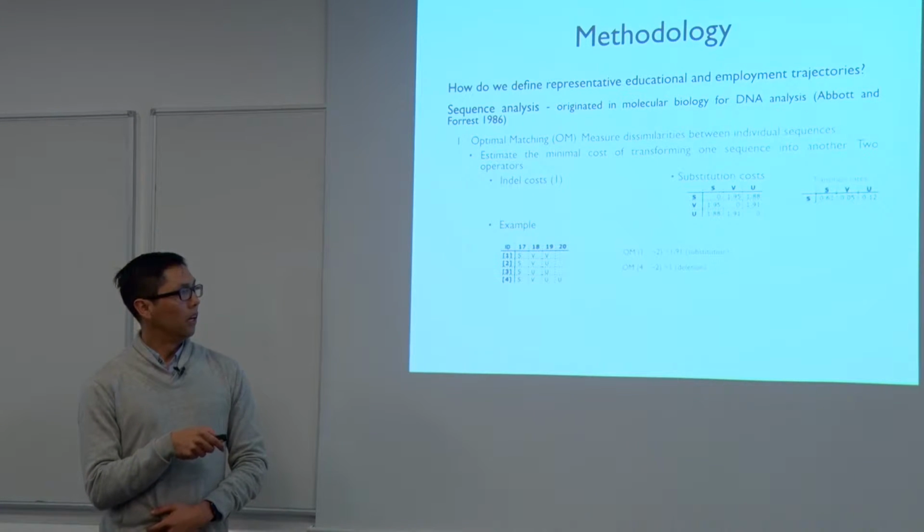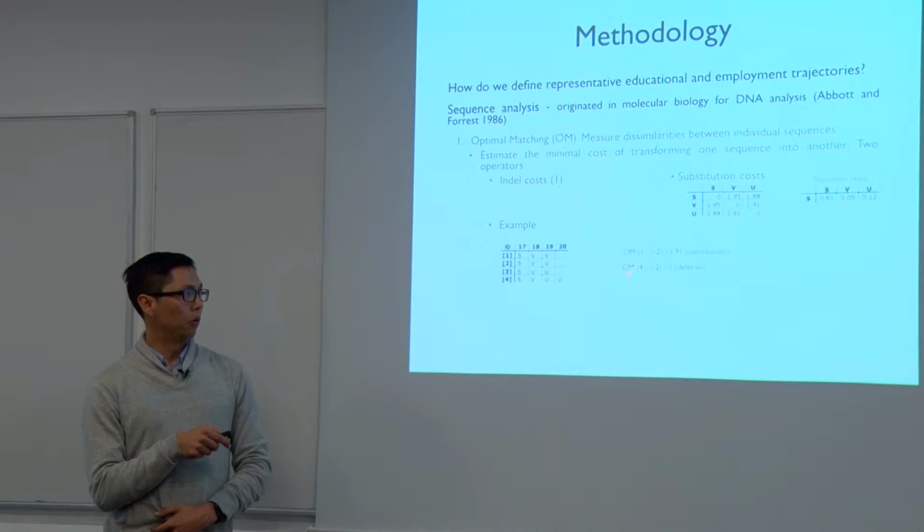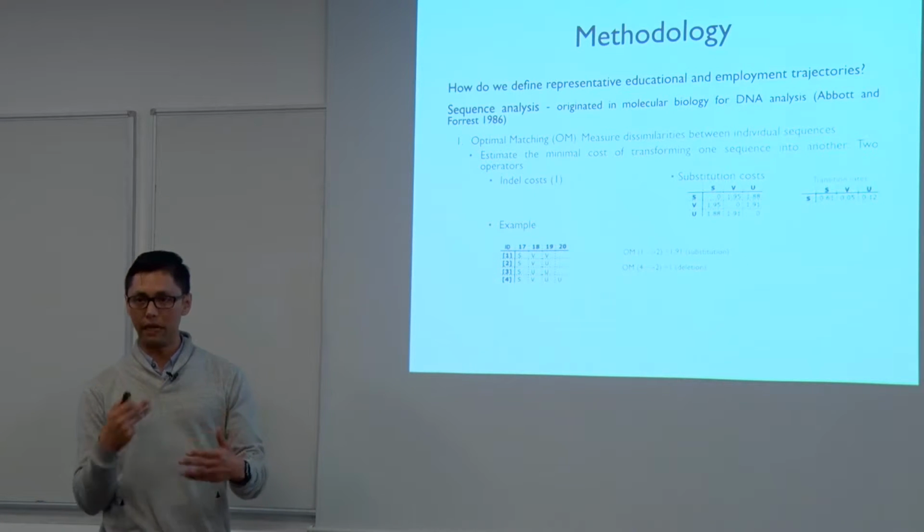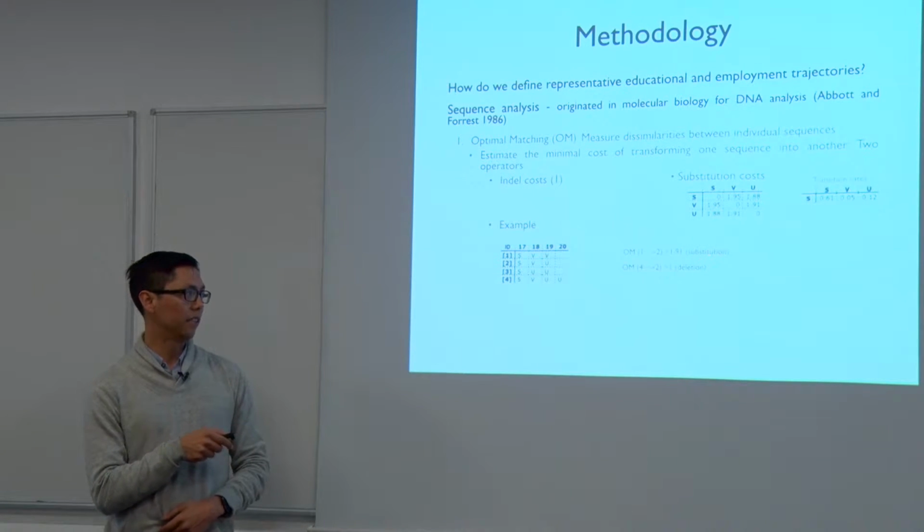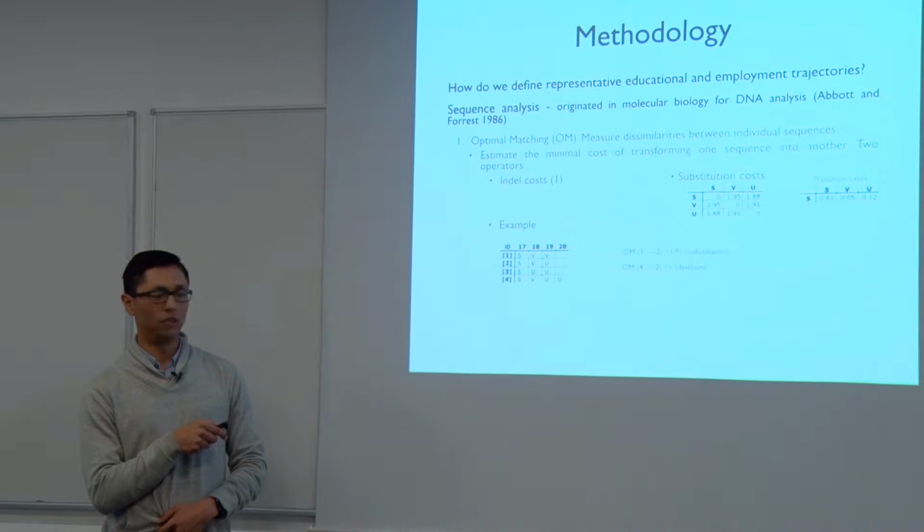Okay? And for example, let's say we want to transform sequence 4 into sequence 2. The only thing that we want to do, and what is the minimal cost, is if we delete this status and we transform then sequence 4 into sequence 3.